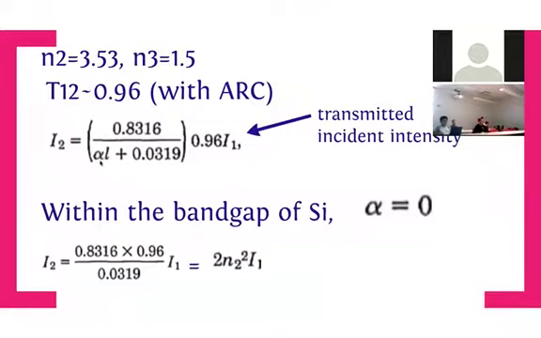Now, alpha for silicon within the band gap of silicon is about 0, so you can ignore that. And then you get an expression for I2. This is basically the same as saying 2 N2 squared times I1, which is exactly what we had before. So there's a different way to calculate the same thing and come back to the same conclusion. The intensity inside the silicon granules is 2 times its refractive index squared times the intensity in the air. This is actually exactly the very first thing we started with.